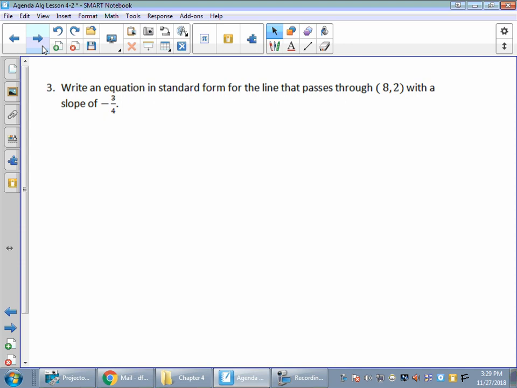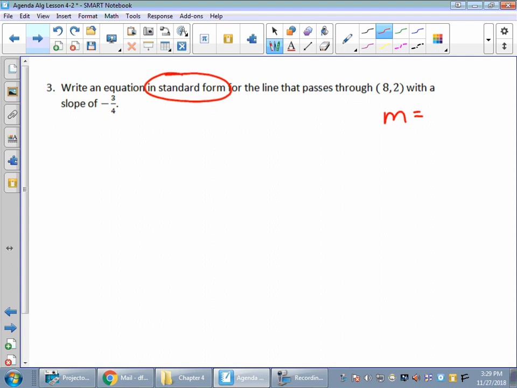This one, they want the answer in standard form. So that'll be our final answer. It's got to be in standard form for a line that passes through (8, 2) with a slope of negative 3/4. So remember, our first step was to identify the slope. Well, it says it right here, slope of negative 3/4. So we've got that. We know our slope is negative 3/4.